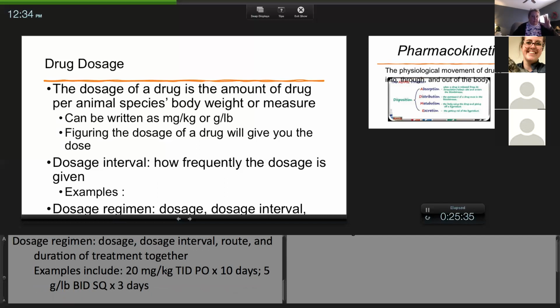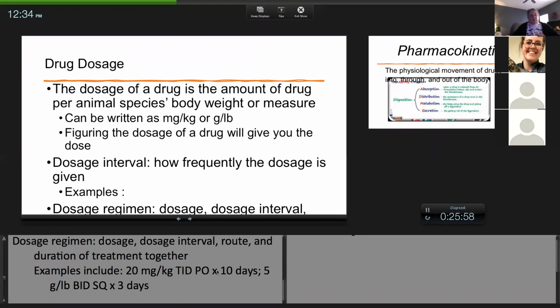So for example, right here at the bottom, the doctor says, I want 20 mg per kg of cephalexin TID, 3 times a day by mouth, times 10 days. So I would have to do 20 mg per kg, and that's one dose. But now we're going to give that 3 times, and then 3 times 10 days would say how much I would send home for that medication.